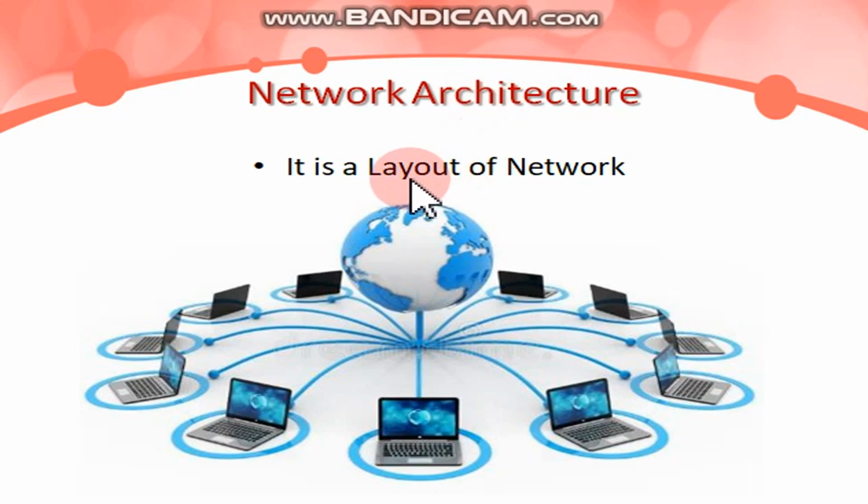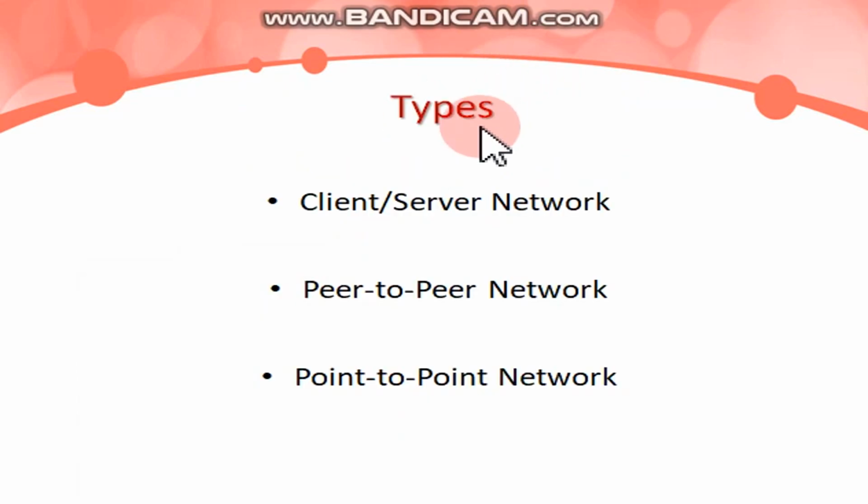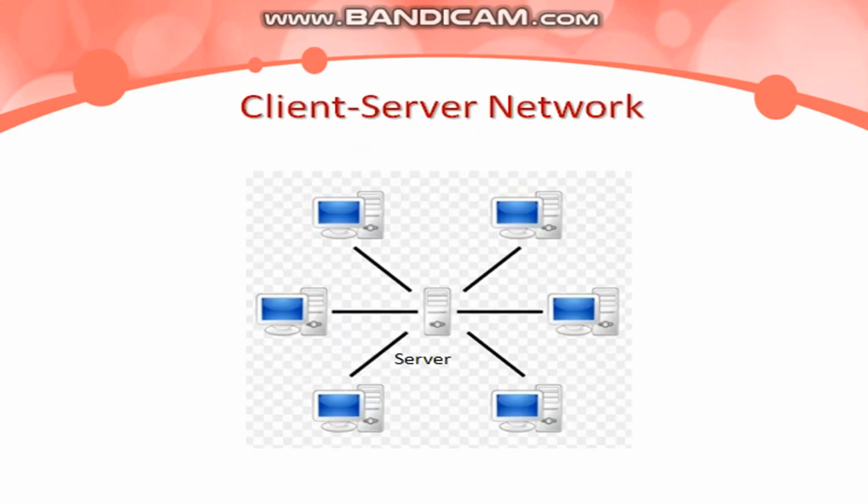A network can be as small as 2 computers, or it can also connect thousands of computers together in a computer network. Computers can be connected through wires, or a wireless connection can also be established. Three types of network architectures are commonly used, which are client-server, peer-to-peer, and point-to-point network.